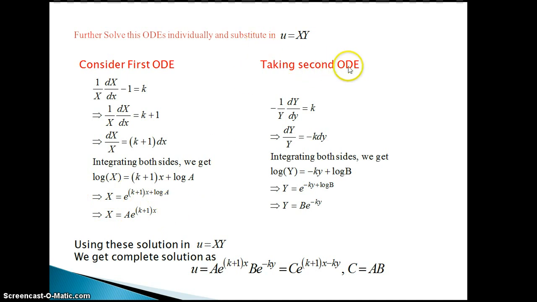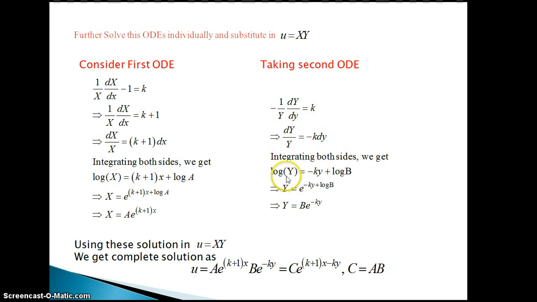Similarly, take the second ODE, that is minus (1/Y) dY/dy is equal to k. And again separate the small y terms and capital Y terms on left and right hand sides. So we get dY/Y is equal to minus k times dy. So this is again a first order differential equation. You just integrate on both sides, will get the required solution.